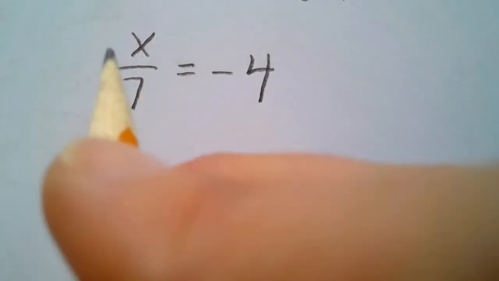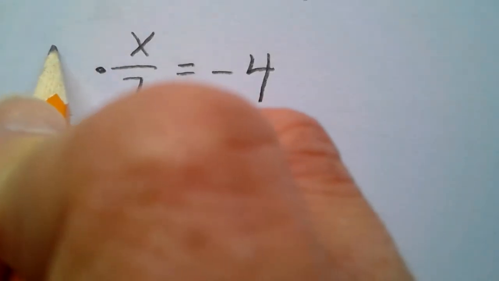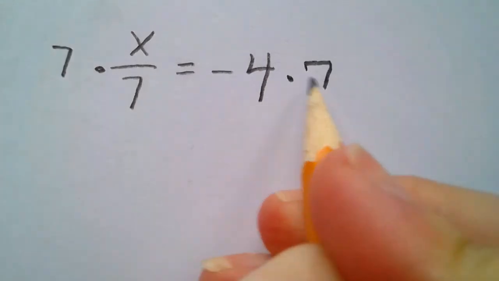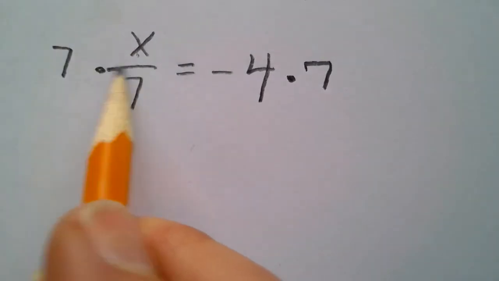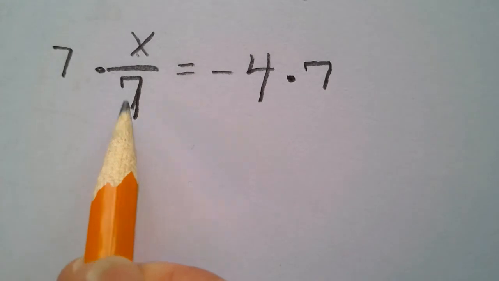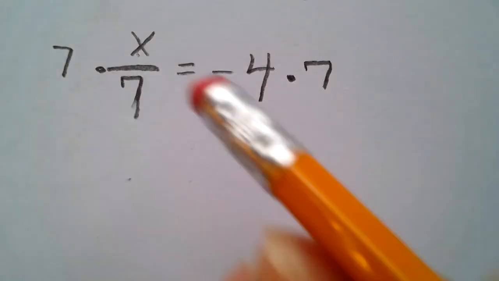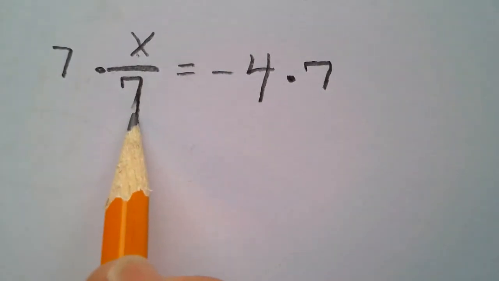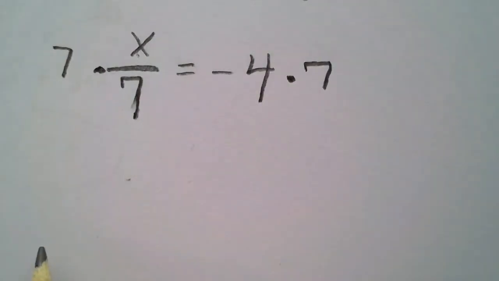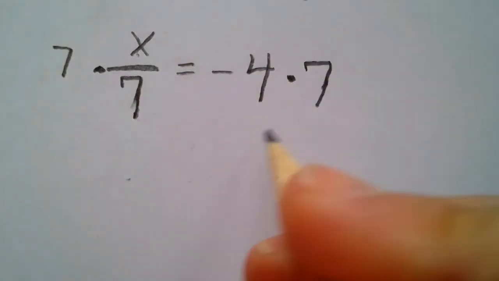All right, so we're going to multiply by 7 on both sides because this x here is being divided by 7, and the inverse of division, or the opposite operation of division, is multiplication. So now look on this left side.